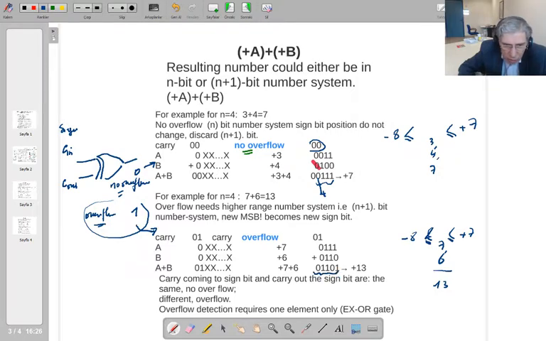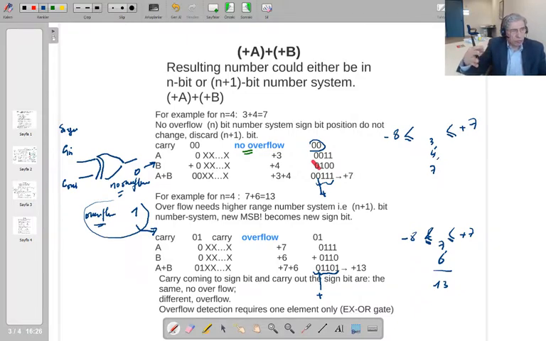Since the most significant bit is 0, it is a positive number, and the value is next to it. That's 13, so that's the correct result. Conclusion is this: whether there is an overflow or no overflow, the resulting number from the summation of two positive numbers is always true. When there is no overflow, you consider the n-bit number system. When there is an overflow, you consider the n+1 number system.